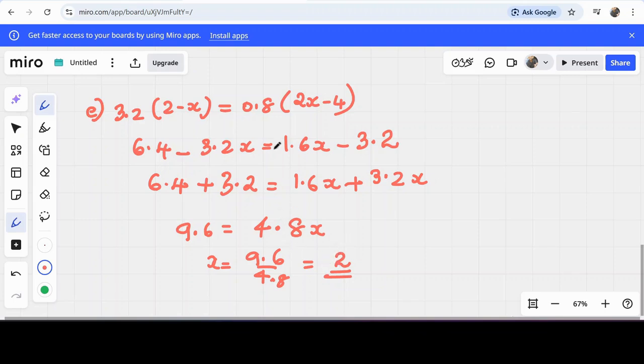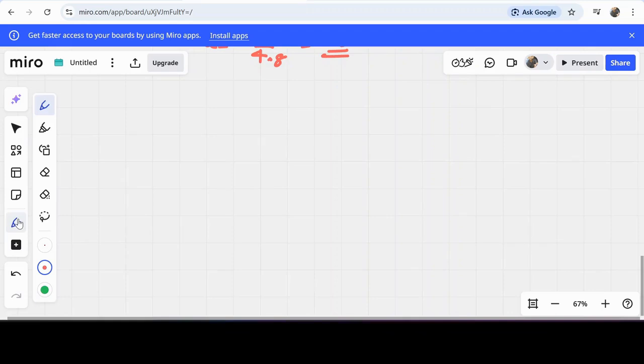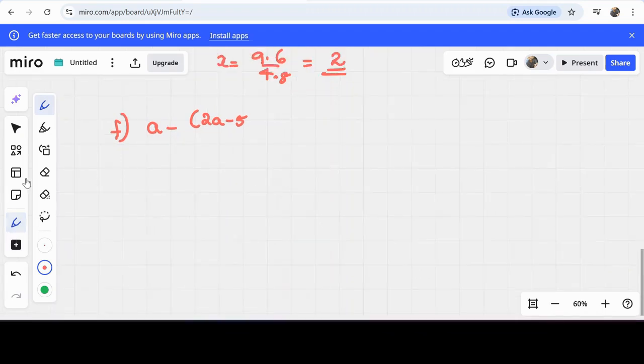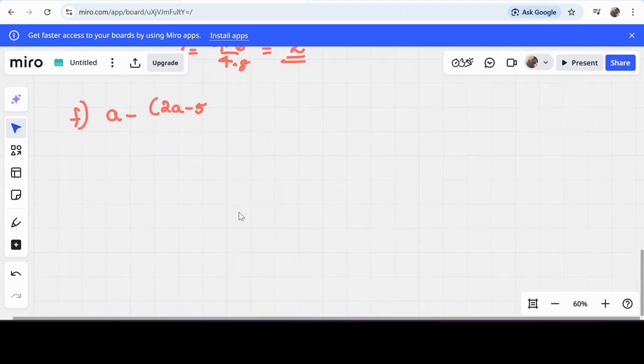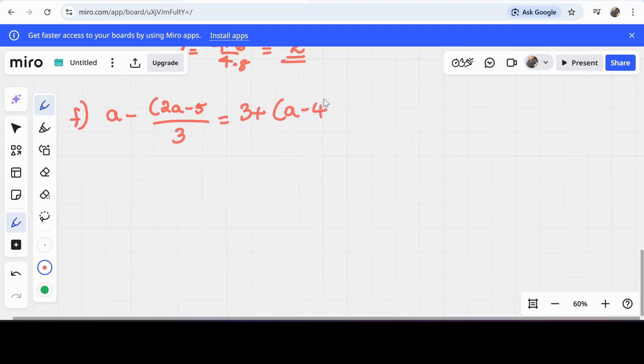Now we can do the F. The F question, they have given us a minus, then 2a minus 5, whole divided by 3, which is equal to 3 plus a minus 4.